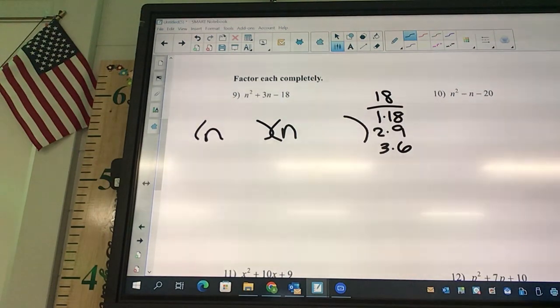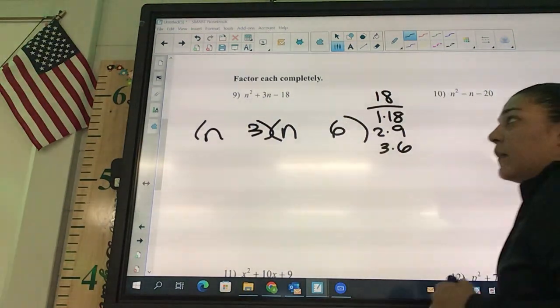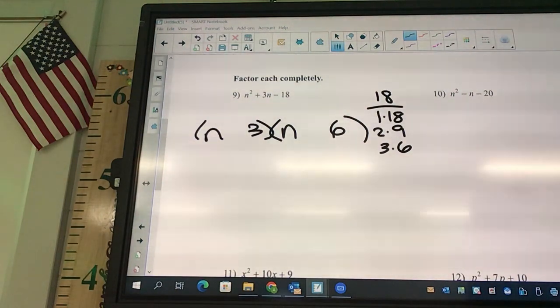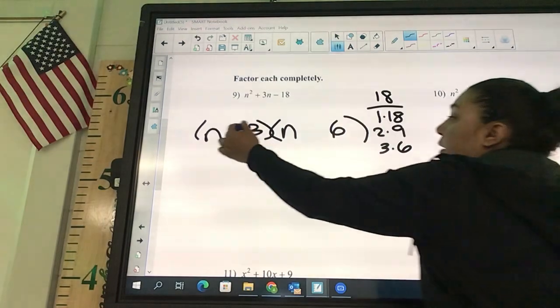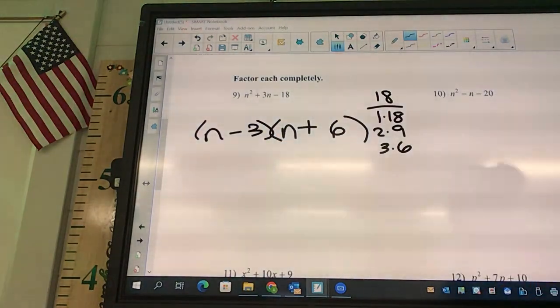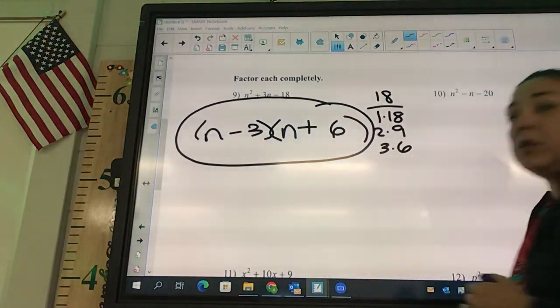Okay, we need something to give us a 3. 3 and 6. Okay, and I need a positive 3. Minus, plus. Do we stop or keep going? We stop. Okay, there's no equals 0, so we should leave it like that.